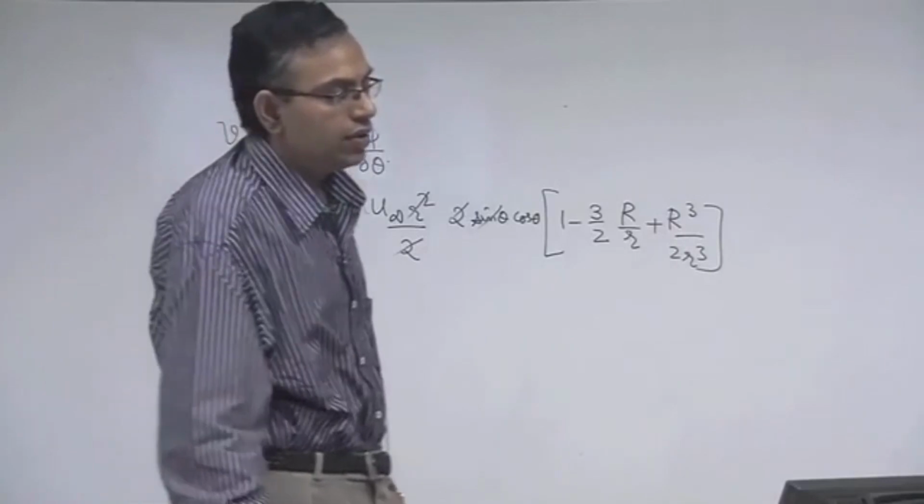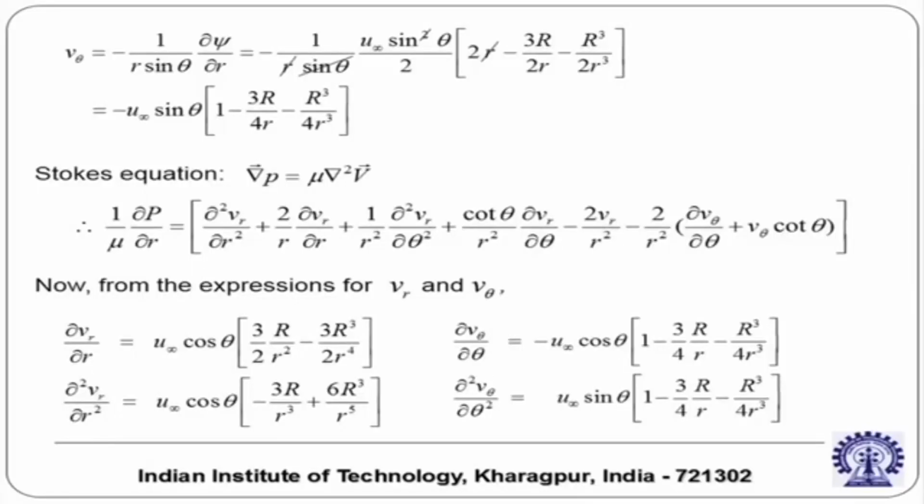Then you can calculate V theta is equal to minus 1 by r sin theta del psi del r. You can differentiate psi with respect to r. So, you will get V theta is minus u infinity sin theta into, in the square bracket, the r dependence. You can clearly see that as r tends to infinity, Vr and V theta, that is u infinity cos theta and minus u infinity sin theta, these two components come as they are.